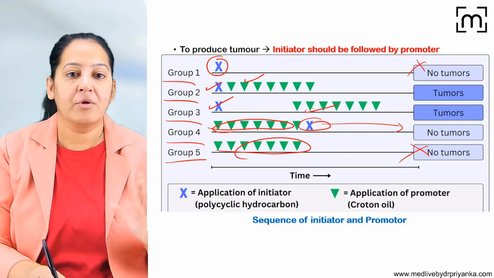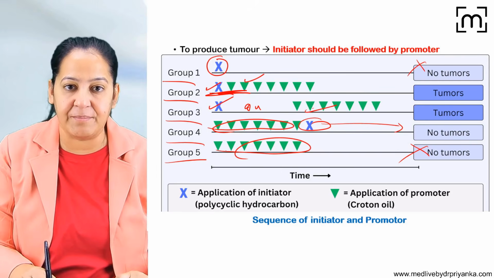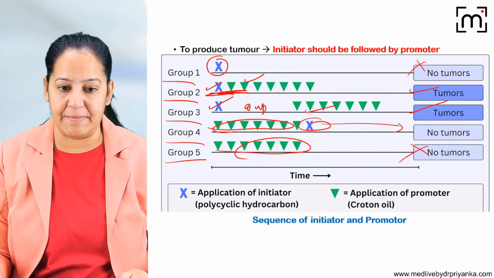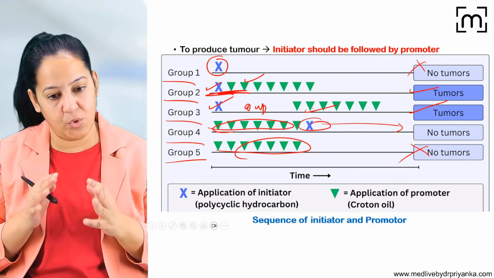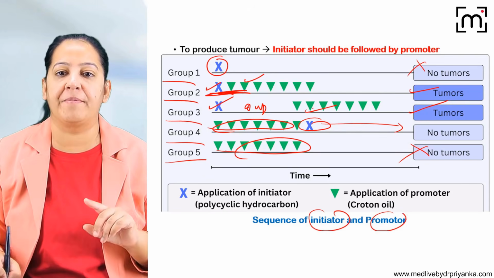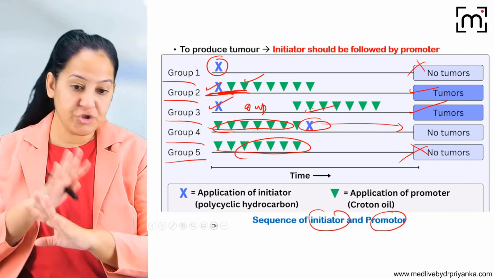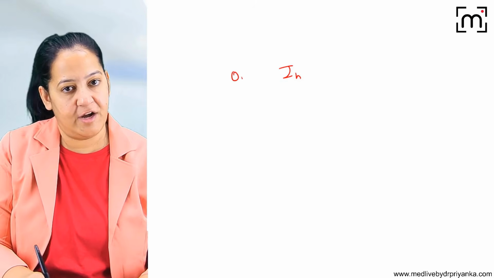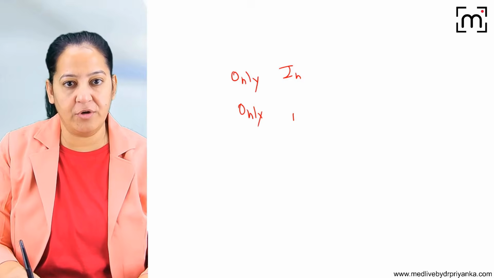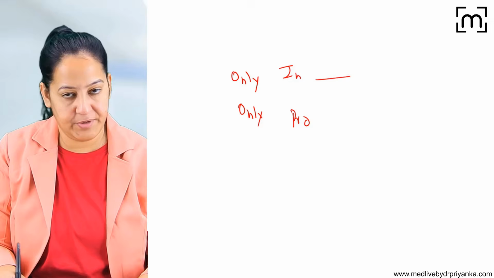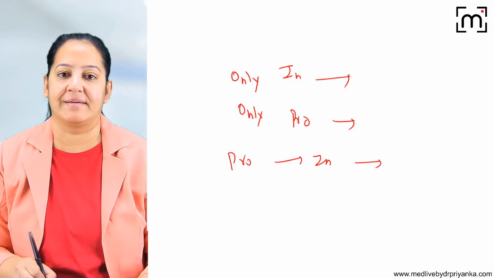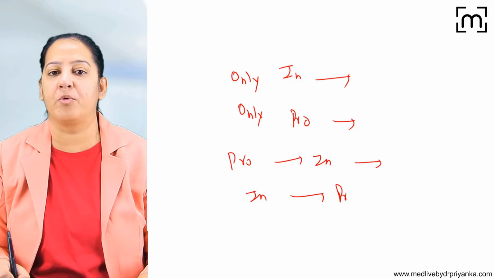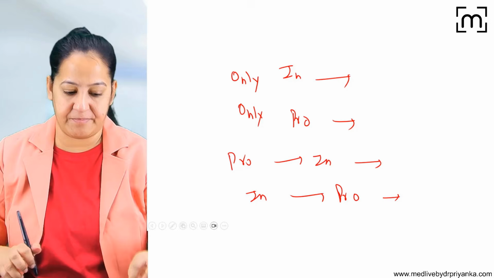Initiator followed by promoter. Now they can be continuous or there can be a gap in between. In both these scenarios, tumor can happen. So if you want to produce a tumor in a patient via chemical, the initiator should be followed by promoter. That is the sequence. Promoter should not be followed by initiator. So the summary is only initiator cannot produce cancer. Only promoter cannot produce cancer. The promoter followed by initiator cannot produce cancer. But the initiator followed by promoter, either in continuation or with gap, can produce cancer.